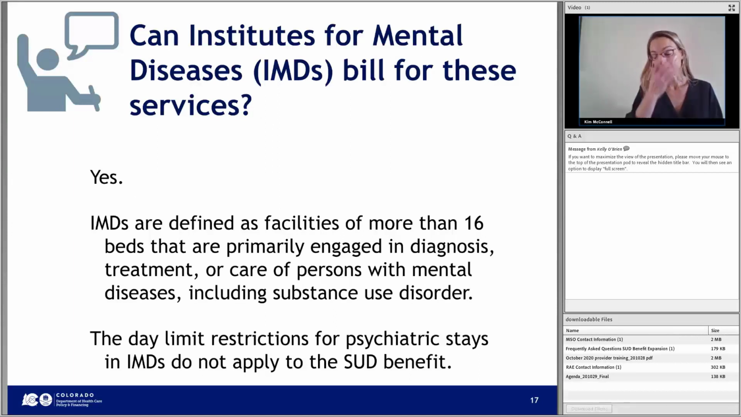Okay, so can IMDs, or institutions for mental disease, bill for these services? Yes, they can. Because of the 1115 waiver authority that we will have, we will be able to use Medicaid funds for SUD treatment in IMDs. Nothing is changing on the policies surrounding psychiatric stays in institutions for mental disease. That is remaining the same and untouched at this time. But the 1115 waiver allows us to cover services in facilities of 16 beds or more that are primarily engaged in providing behavioral health care services. We can now reimburse for services in those facilities.